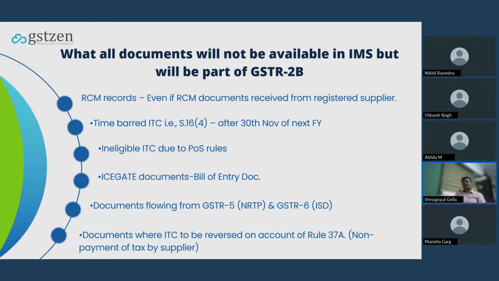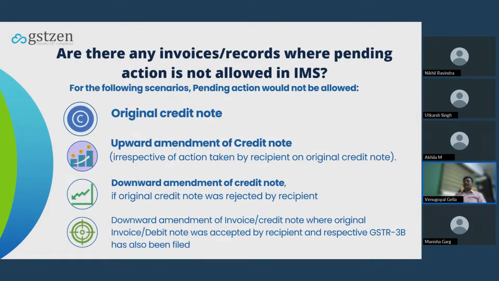The documents that will not be available in the IMS are RCM records, time barred records, records ineligible due to POS, IceGate bill of entry records, and credits flowing from GSTR 5 and 6. These records will not be available in the IMS dashboard. Are there any invoices or records where pending action is not allowed? Yes. Your credit notes, original credit notes, and upward and downward amendments of credit notes, you cannot keep them pending because the supplier is reducing liability. The recipient cannot take a position that I will not take the credit.